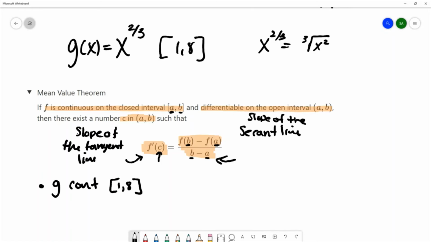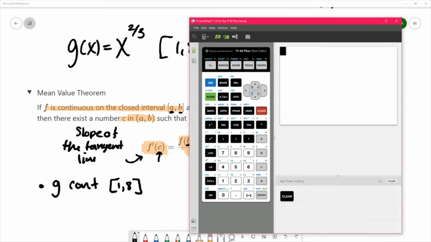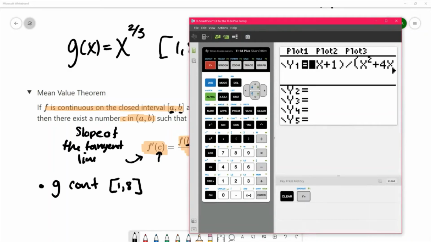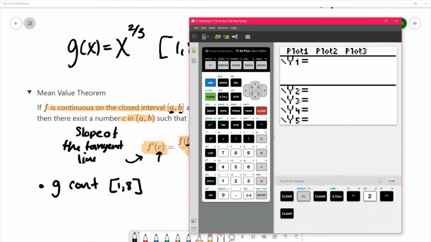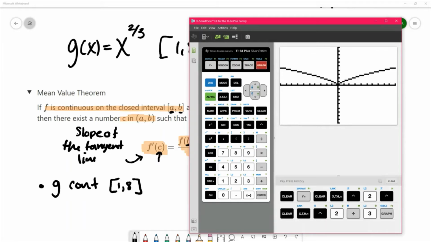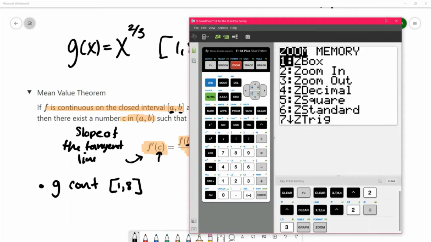Then the second condition is that this function needs to be differentiable. I mentioned earlier that some radical functions have places where they're not differentiable. So I wanted to show you a picture of this graph. With our calculator, we've got y, and we'll type in the equation x to the 2/3 power. Sorry about that, let me fix it. X to the 2/3 power. If we take a look at that graph, let me zoom in a little bit.